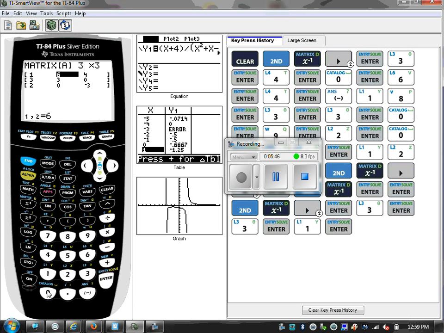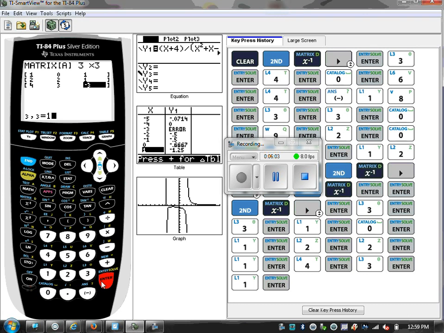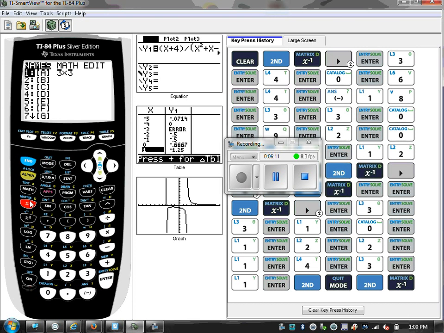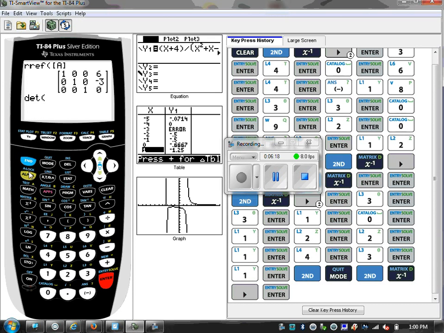1, 0, 1. To bring us down to the next line of 2, 2, 1. And our third line is 4, 3, 1. So once I have that, again, we'll clear out. And then I'll say, okay, calculator, what I want you to do this time when I scroll over to math is option number 1. I want you to tell me the determinant of what I just entered.